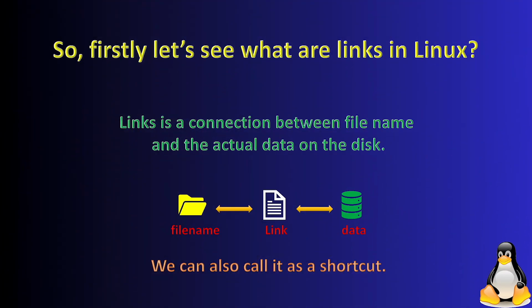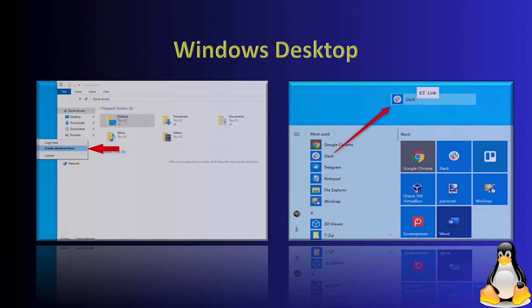So firstly let's see what links are in Linux. A link is a connection between a file name and the actual data on the disk. We can also call it a shortcut. Normally in Windows desktop you will see there are many shortcuts. If you double click on any shortcut, then it will open a file or an application. But the shortcut is not the original data, right? It is a link to the original data.